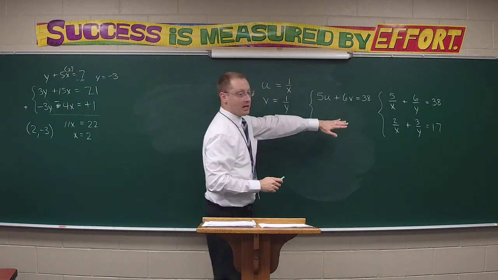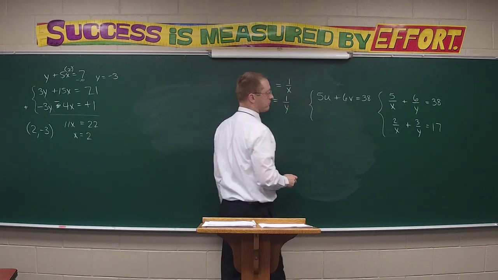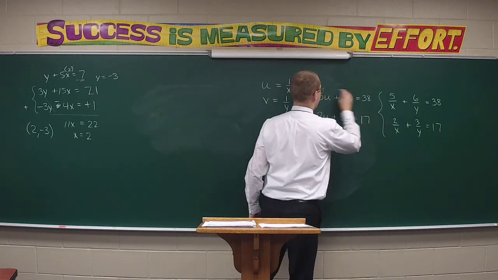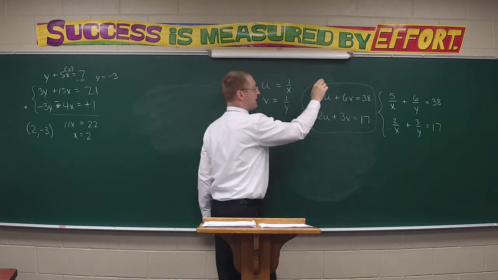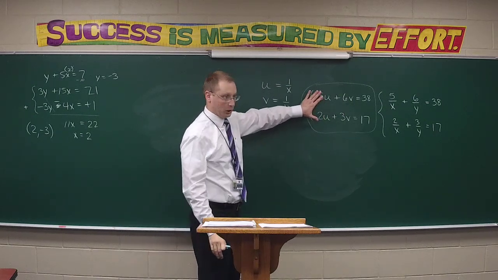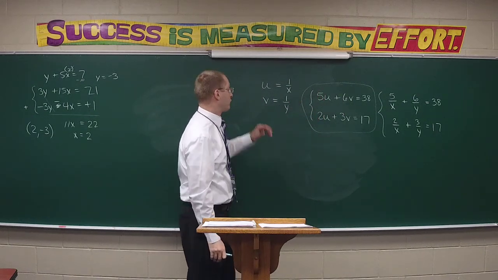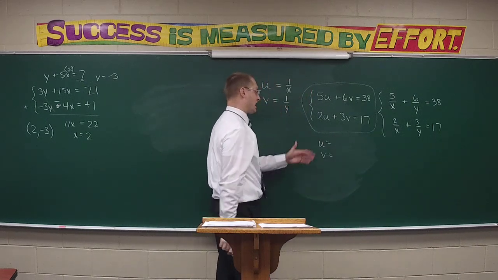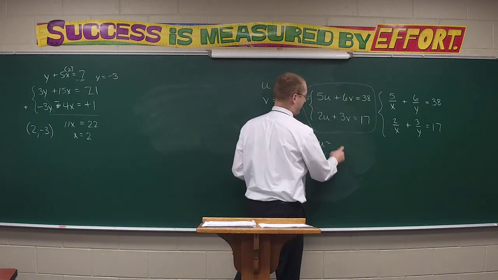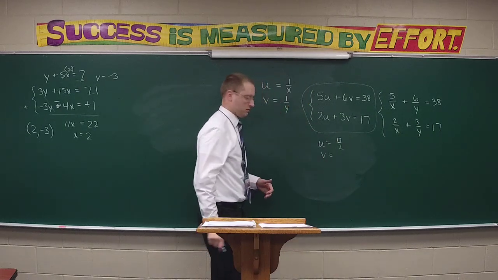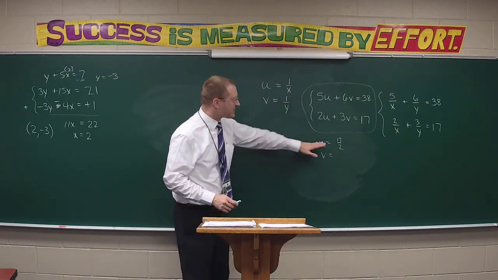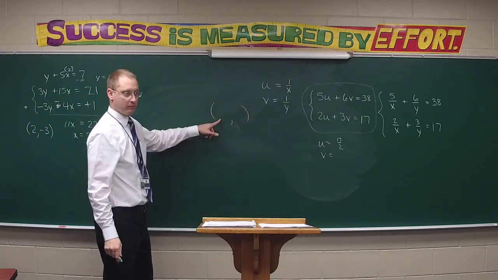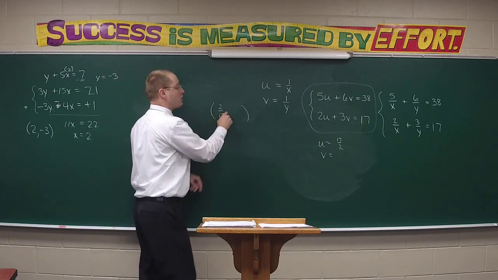Similarly here, my bottom equation could become 2u plus 3v equals 17. And there we go. And now, instead of the big ugly equation, we've got a simpler equation in which we're going to solve first for u and v. I'm going to end up getting u equals something, v equals something. Let's just say u equals, I don't know, 17 halves. It'd be unfortunate, wouldn't it? But let's suppose it equals 17 halves. What would I write for my x value? 2 17ths, because u and v are reciprocals.